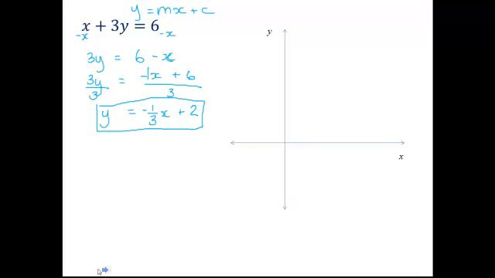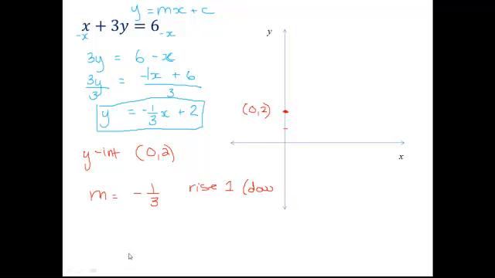So first thing I need is the y-intercept. So in this case, the y-intercept is 2, so it's at the point 0, 2. So if I go there 0, 1, 2. And my gradient is negative 1/3. So that means I have a rise of 1, but because it's negative, I'm going down. And I have a run of 3. And again, always going to the right.